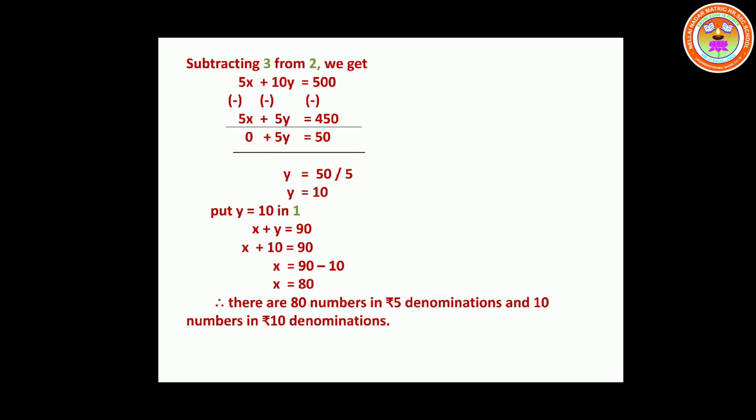Now you have 5y is equal to 50. Therefore, y is equal to 50 by 5, and y is equal to 10. So I have found the value of y. Now, put this value of y in equation 1, that is x plus y is equal to 90. X plus 10 is equal to 90. Take the 10 to the other side, x is equal to 90 minus 10, that is x is equal to 80. Therefore, there are 80 notes of 5 rupee denomination and 10 notes of 10 rupee denomination. Understood? So we have found the number of 5 rupee notes and 10 rupee notes.